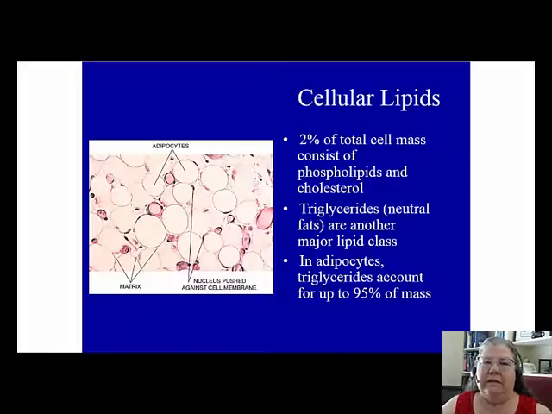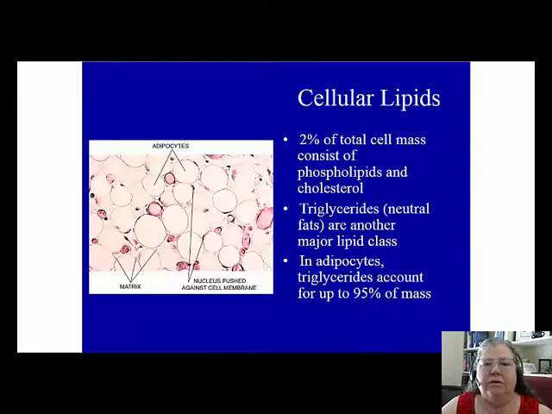There are lipids in cells. Now, in most cells, those lipids consist primarily of phospholipids and cholesterol. And as we'll see in a couple of minutes, those are used to form membranes, and there are many membranes within cells. Triglycerides are another class of lipids that are important. And they exist in large amounts in the cell type called adipocytes, fat cells.